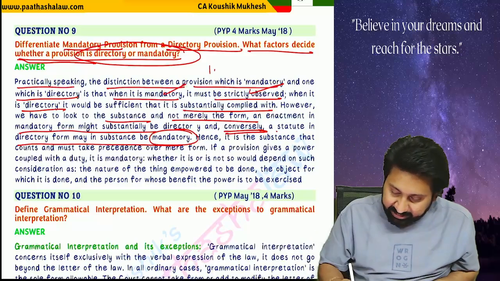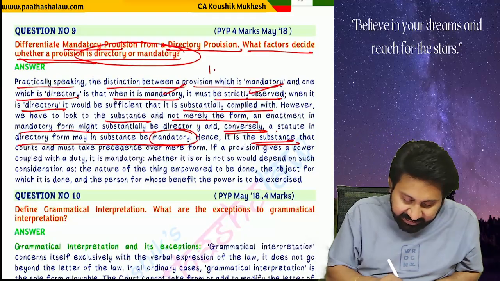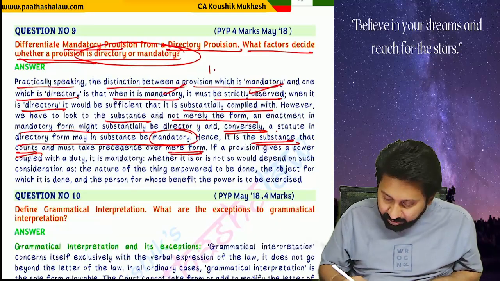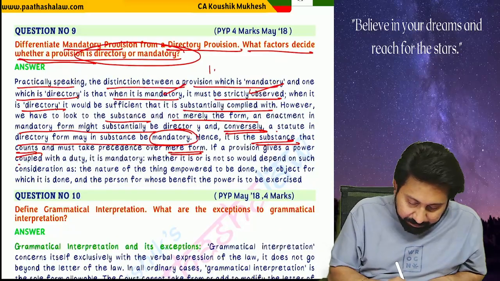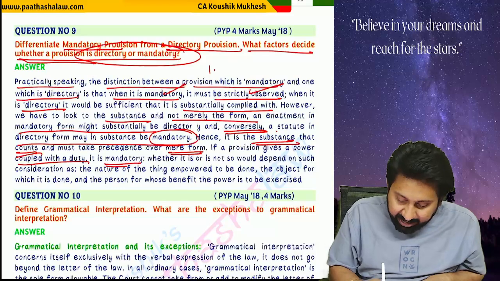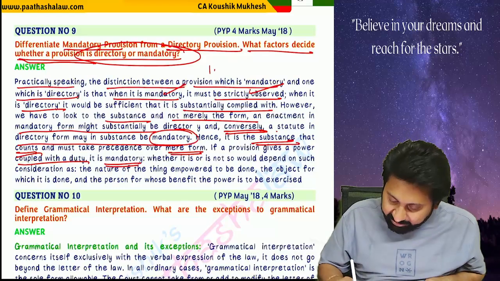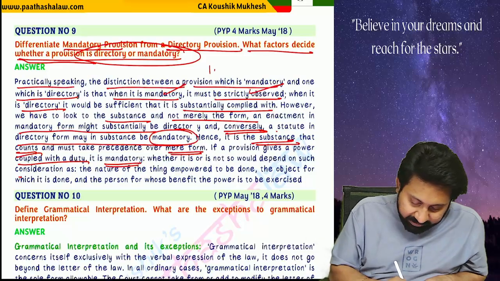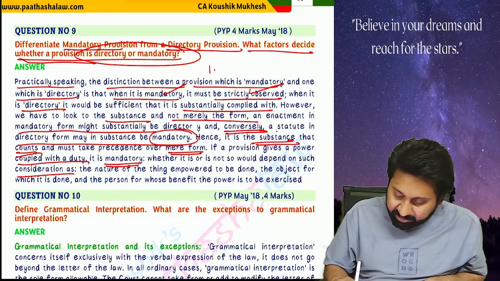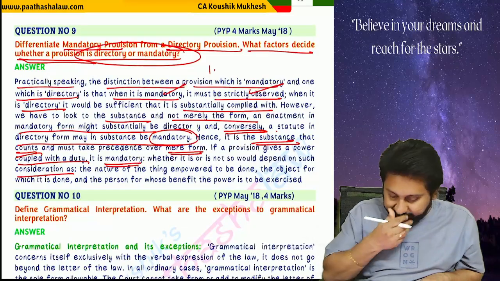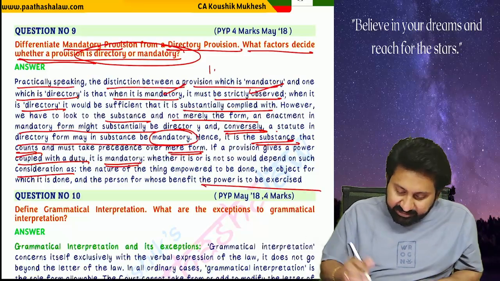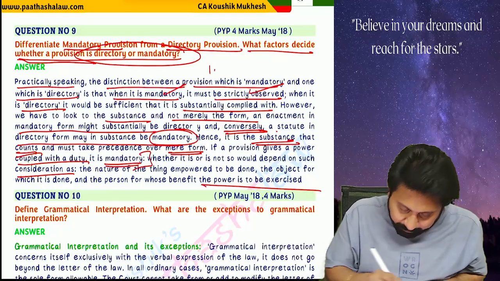Okay, next. Hence, it is the substance that counts and must take precedence over the mere form. If a provision gives a power coupled with duty, it is mandatory. Whether it is or is not so would depend on such considerations as the nature of the thing empowered to be done, the object for which it is done, and the person for whose benefit the power is so exercised. Instead of all those, we can read up to here.